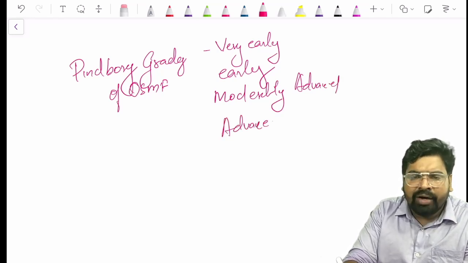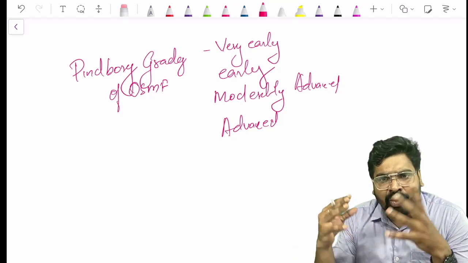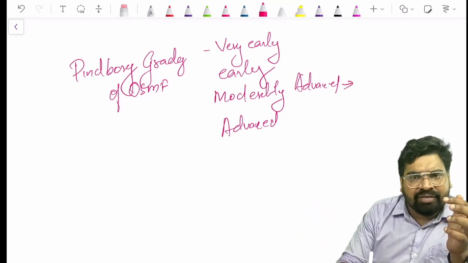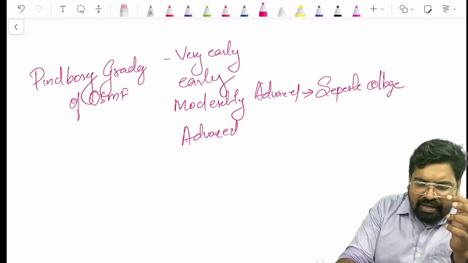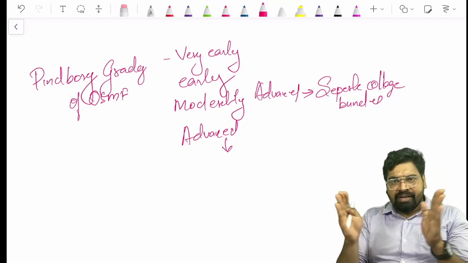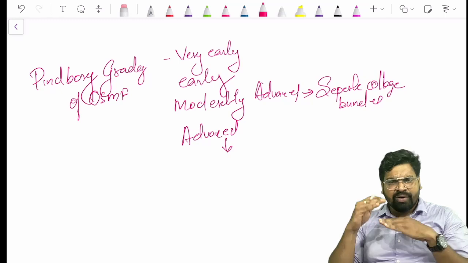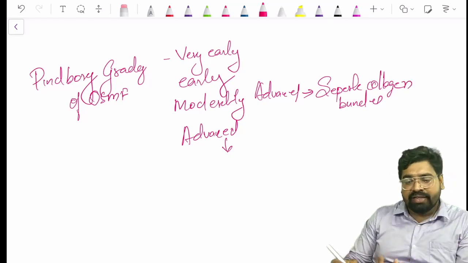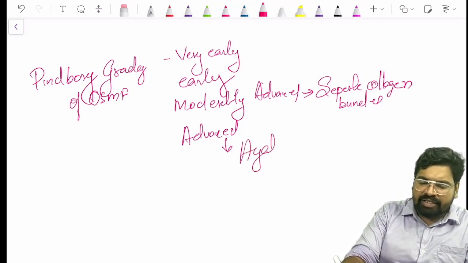What you can see is that in the very early stages you cannot see much of the collagen bundles. In moderately advanced you can see separate collagen bundles. In the advanced stage, even the separated collagen bundles fuse together and complete hyalinization occurs. So in the very early stage you will not see much collagen, in moderately advanced you can see the collagen bundles, and in the advanced stage you cannot even see the separate bundles, you can only see hyalinization.